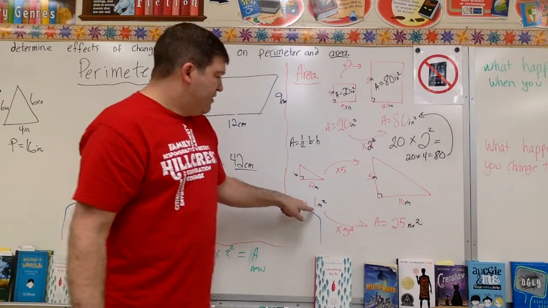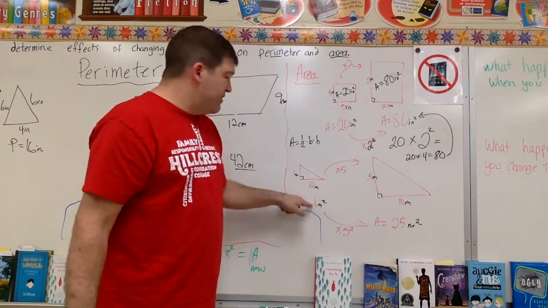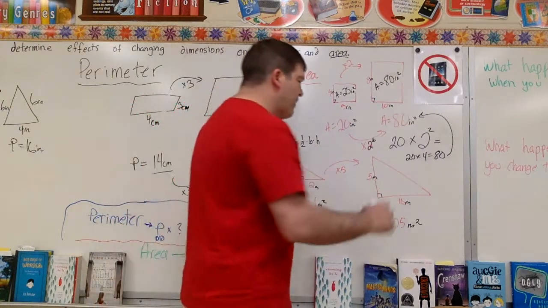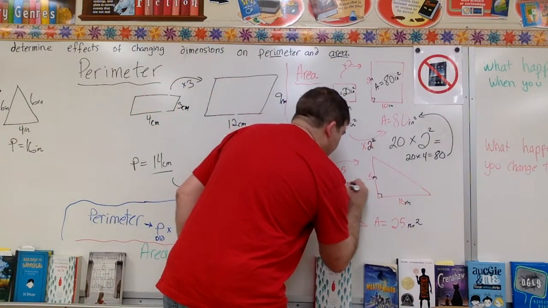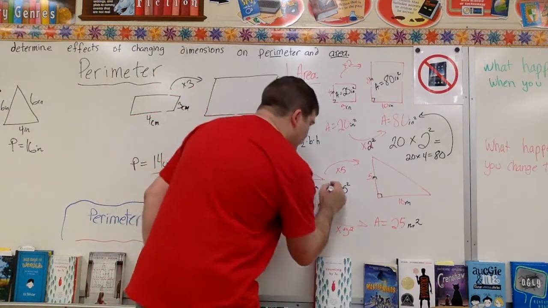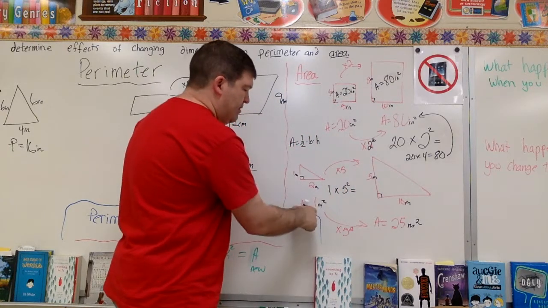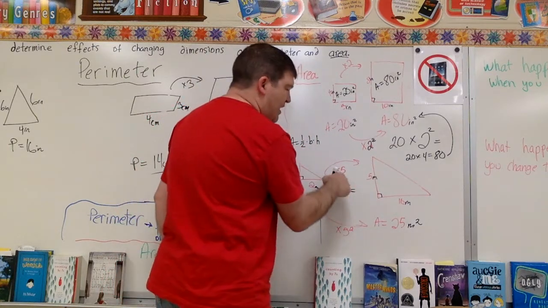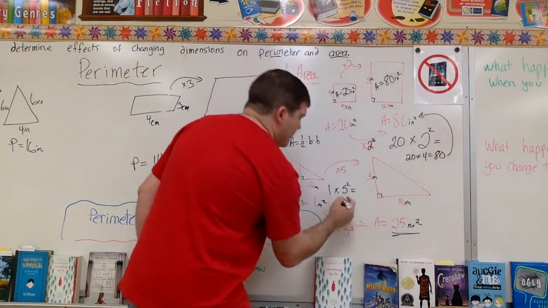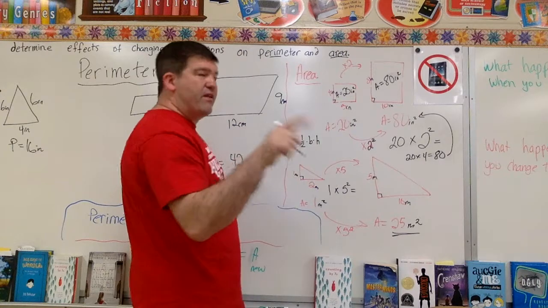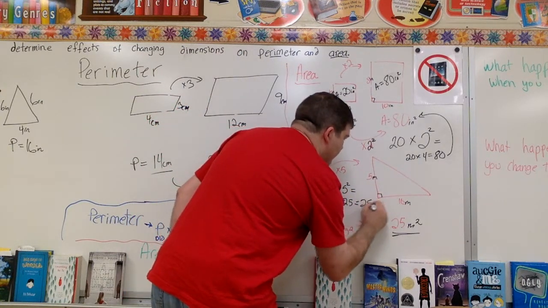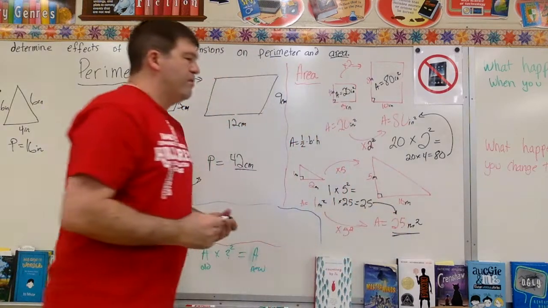Times 5, it's not just doing times 5, because that would be 1 times 5 would be 5 meters squared. But remember, it's 5 squared because we're talking about area. So now I'm going to start with 1, my original, times 5 squared. Let's see if that gets me this. So I do my exponents first. 5 times 5 is 25. 1 times 25 is 25, which is what I needed.